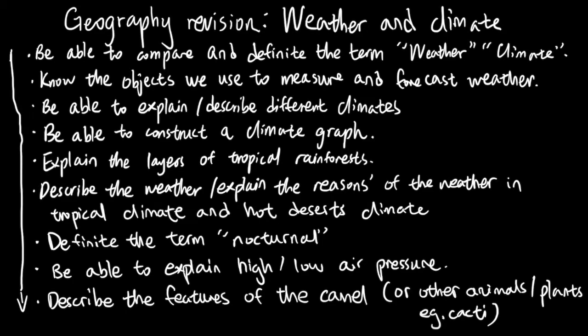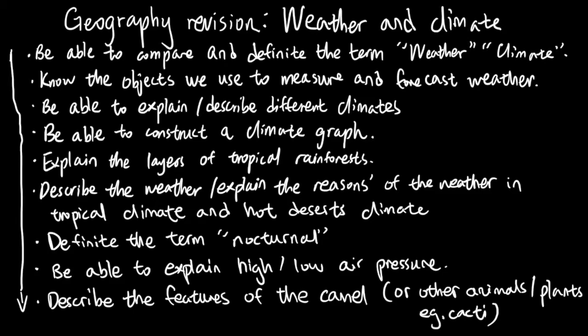You're going to know the objects we use to measure and forecast weather. We're going to be able to explain or describe different climates. We're going to be able to construct a climate graph, which we're going to talk about later too. We're going to explain the layers of tropical rainforests. We're going to describe the weather and explain the reasons for the weather in tropical climate and hot desert climate.